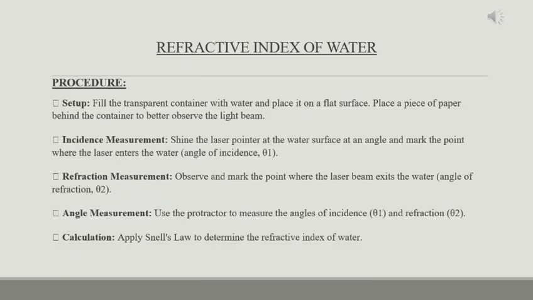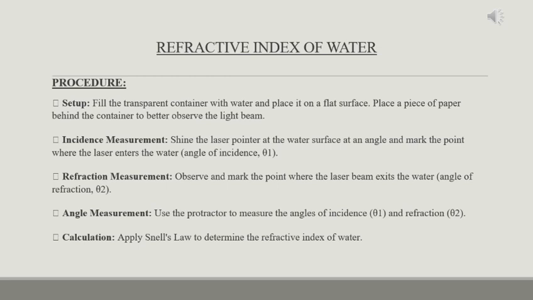Now let's go through the setup and the procedure of our experiment step by step. First, we fill our transparent container with water and place it on a flat surface. To make it easier to see the laser beam, we place a piece of paper behind the container, as you can see in the last implementation diagram. Next, we shine the laser pointer at the surface of the water at an angle. We mark the point where the laser enters the water.